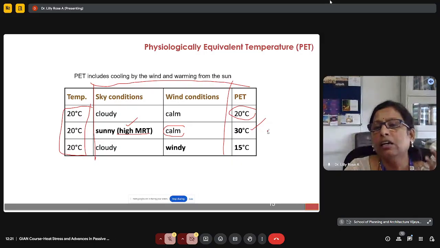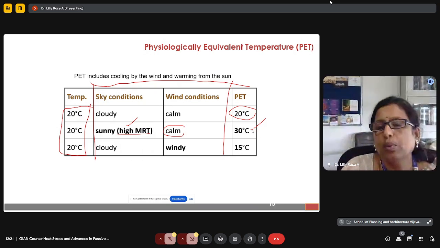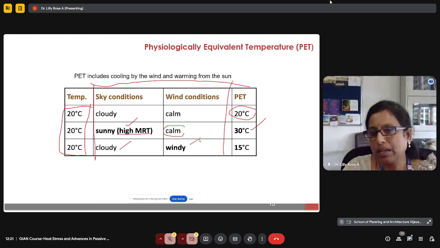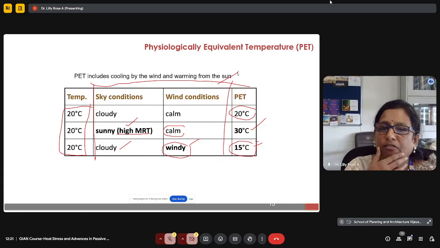This is basically our comfort index in terms of PET. With higher solar radiation, we would gain a lot of heat, so we would feel as if it is 30 degrees Celsius. Similarly, with 20 degrees Celsius, when it is cloudy and windy, then though it is 20 degrees Celsius, because of the higher wind speed, we would feel as if it is 15 degrees Celsius. So the comfort also depends on the weather condition at that particular moment, and that also affects our comfort sensation.